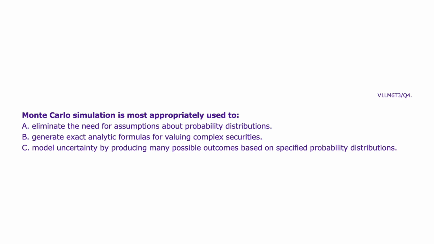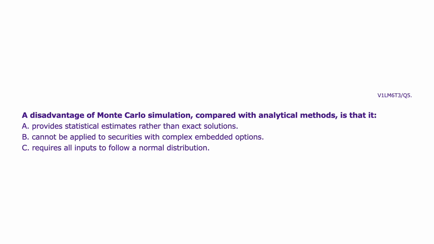Monte Carlo simulation is most appropriately used to: A. Eliminate the need for assumptions about probability distributions. B. Generate exact analytic formulas for valuing complex securities. C. Model uncertainty by producing many possible outcomes based on specified probability distributions. A disadvantage of Monte Carlo simulation compared with analytical methods is that it: A. Provides statistical estimates rather than exact solutions. B. Cannot be applied to securities with complex embedded options. C. Requires all inputs to follow a normal distribution.